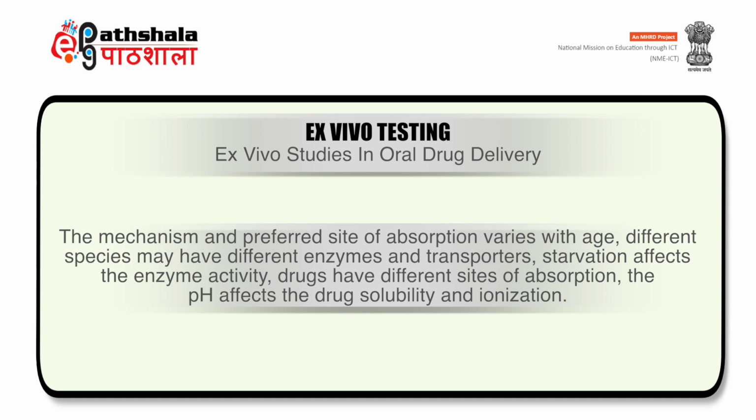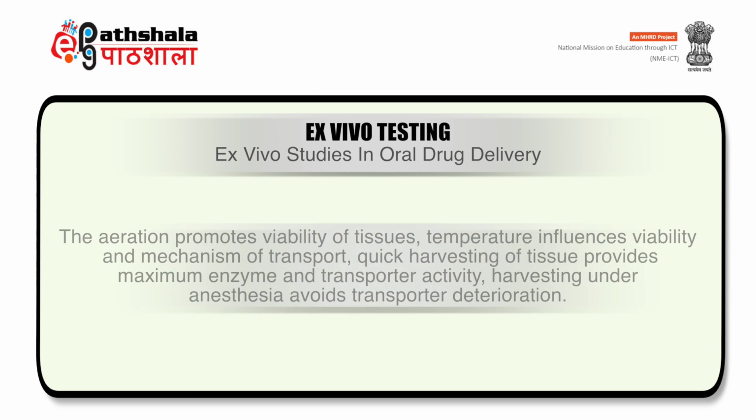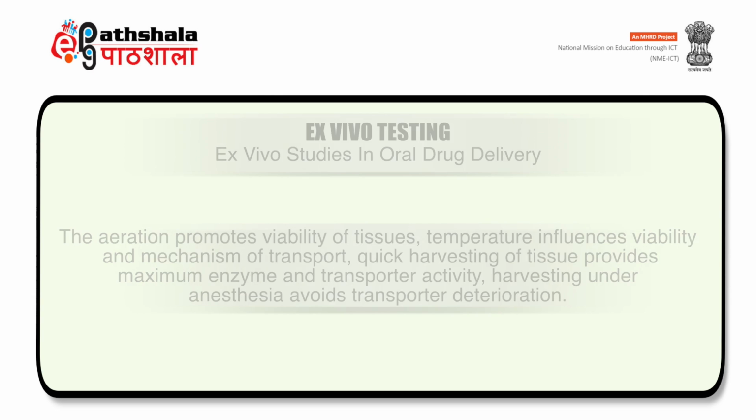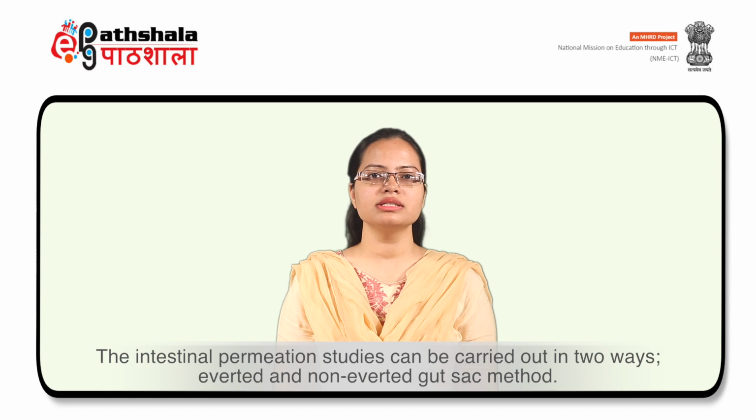pH affects the drug solubility and ionization. Aeration promotes viability of tissues. Temperature influences viability and mechanism of transport. Quick harvesting of the tissue provides maximum enzyme and transporter activity. Harvesting under anesthesia avoids transporter degradation. The intestinal permeation studies can be carried out in two ways, everted and non-everted gut sac method.